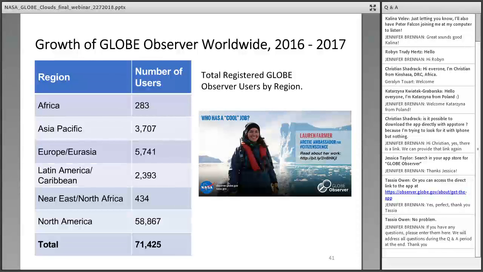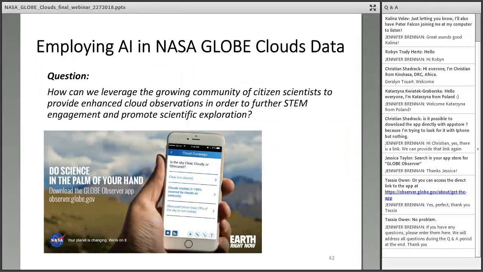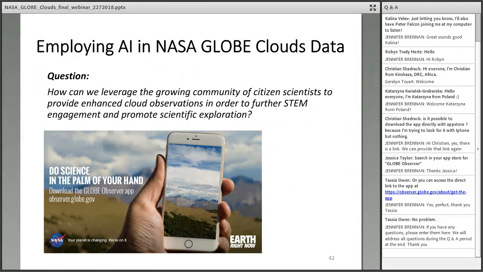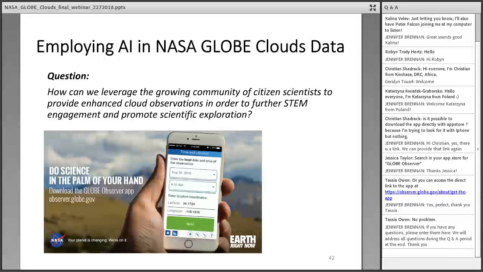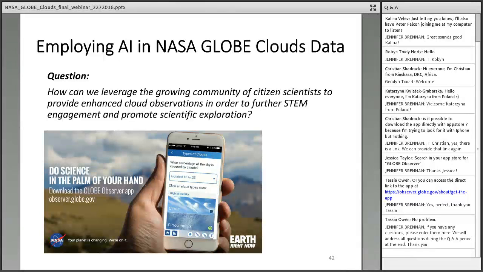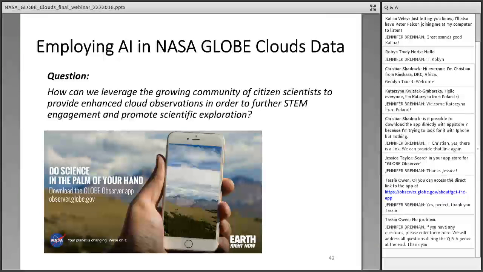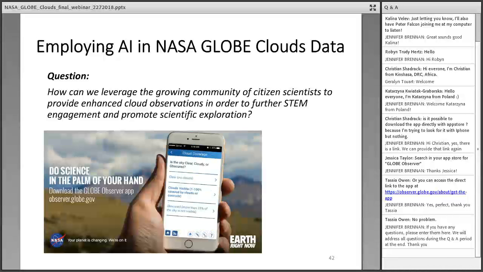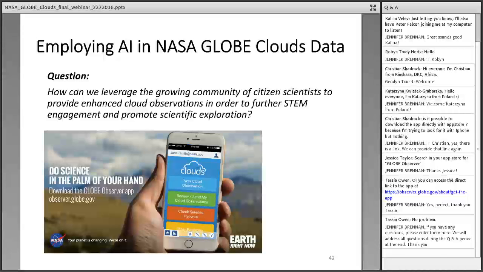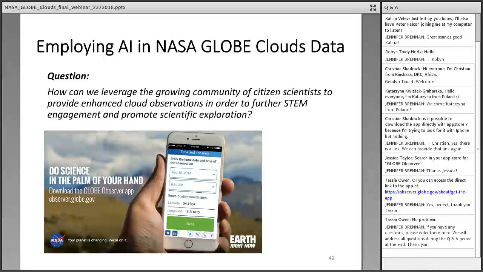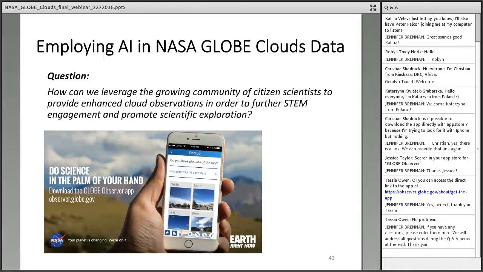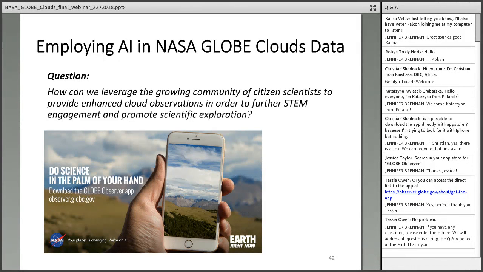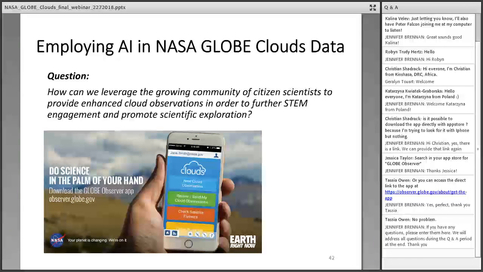So with the Eclipse in 2017, we saw a huge spike, and we've seen that people are still interested in submitting cloud observations. So with that, the question that I came in asking is, how can we validate the data in a way that's effective on a large scale, and how can we engage this community of citizen scientists and cloud observers and hopefully promote STEM engagement? So with that, I decided that using artificial intelligence would be a great way to introduce new technology into the platform.